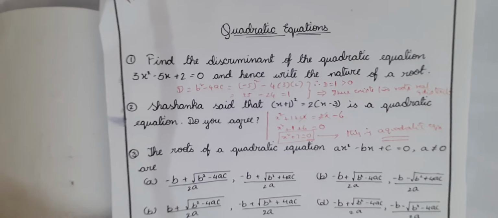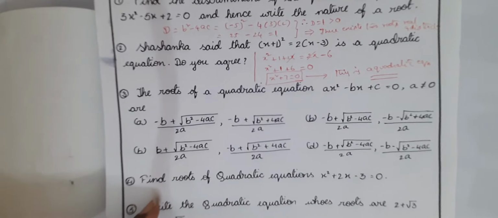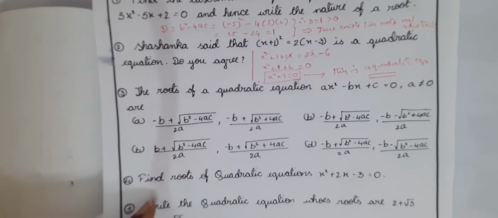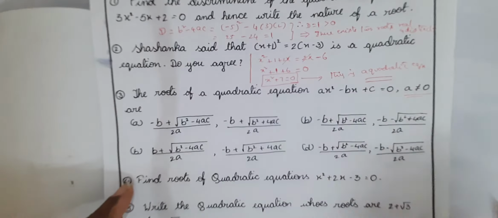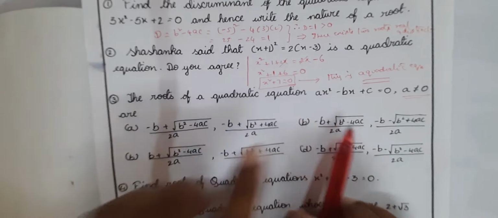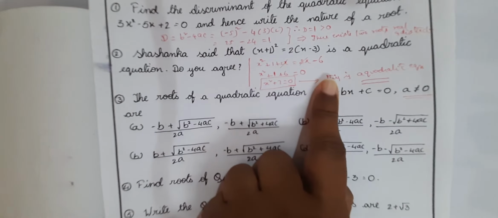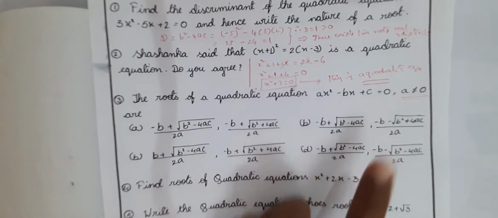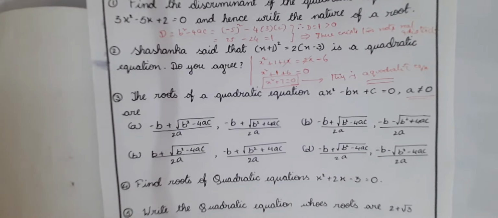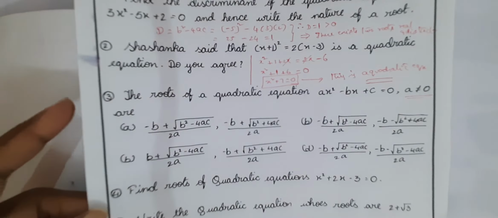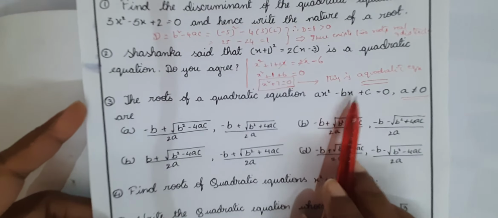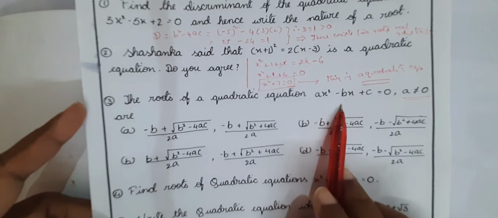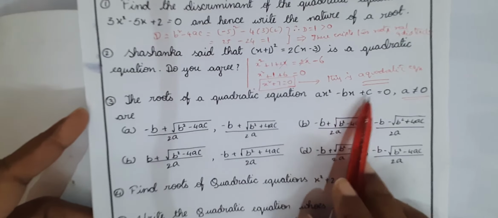Right, next one. Roots of a quadratic equation ax² + bx + c = 0, where a is not equal to 0, are... If a becomes 0, automatically it is not a quadratic equation. Why? Because the x² term disappears and you will have only a linear equation. So a not equal to 0 is the most essential characteristic of a quadratic equation. Now the roots of the quadratic equation, you know, are (−b + √D)/2a and (−b − √D)/2a.